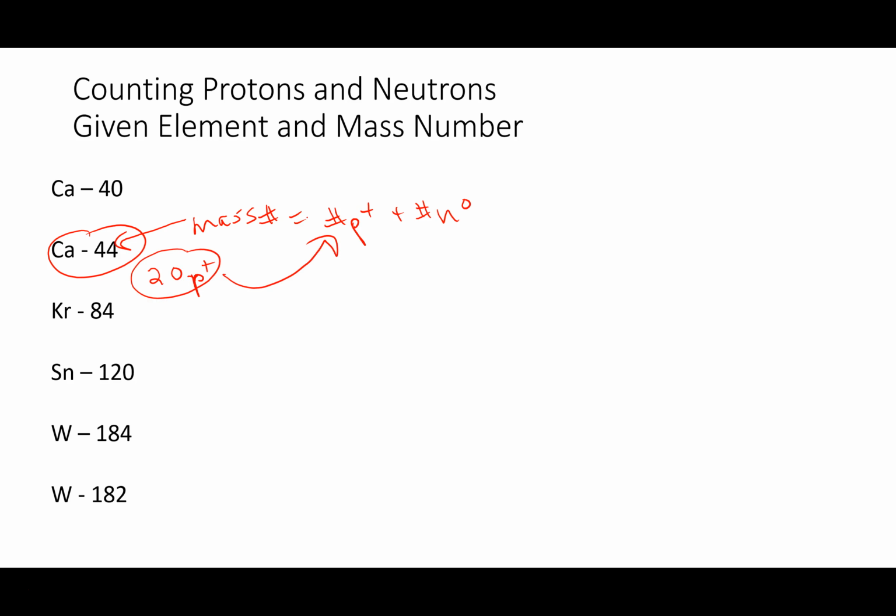So if it's got 20 protons and the mass number is 44, can you see where the neutrons is 44 minus 20 equals 24? Does that make sense? So that's how you would get, given the mass number, the number of neutrons. Well, the number of protons is given by the symbol or the element it is.